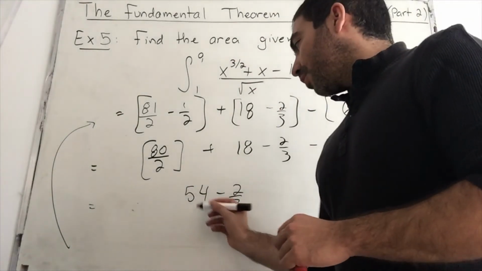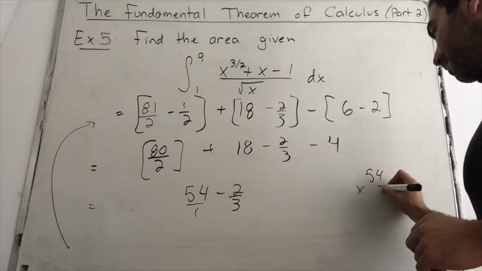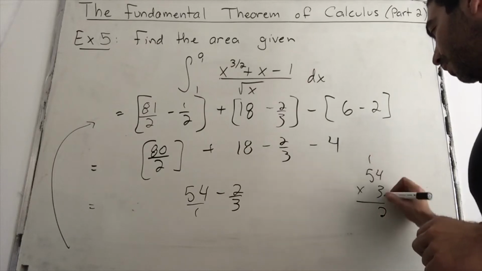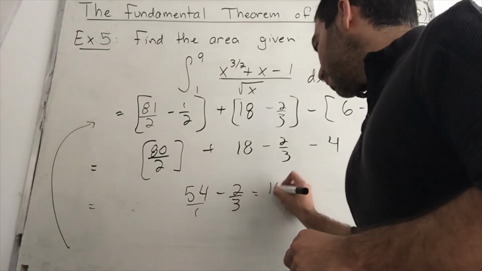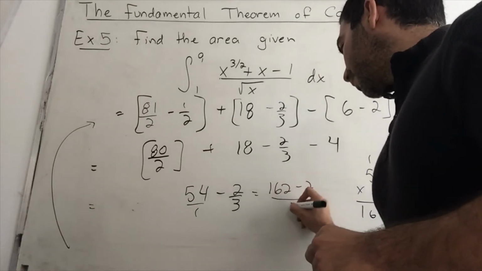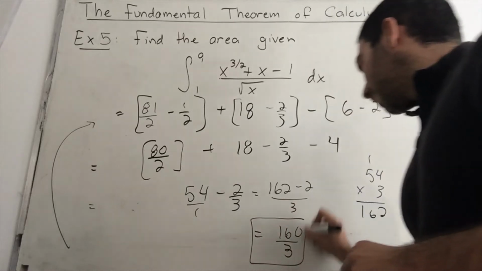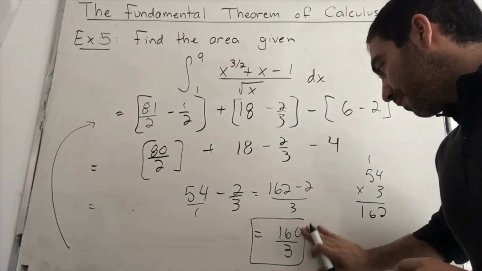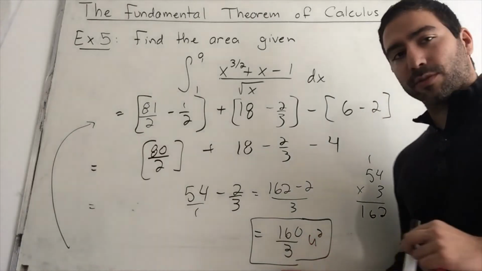And here we just have to find a common denominator. So we're going to multiply 54 by 3. 3 times 4 is 12. 3 times 5 is 15, add the 1 is 16, so it's 162. So what we get is 162 minus 2 over 3, which gives us 160 divided by 3. Okay, and that's the final answer. So you might be asking, how do we know if 160 is divisible by 3?